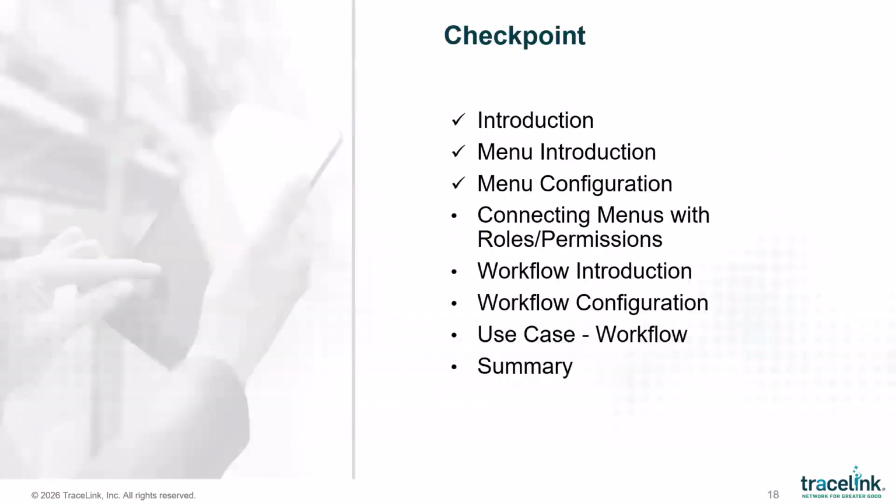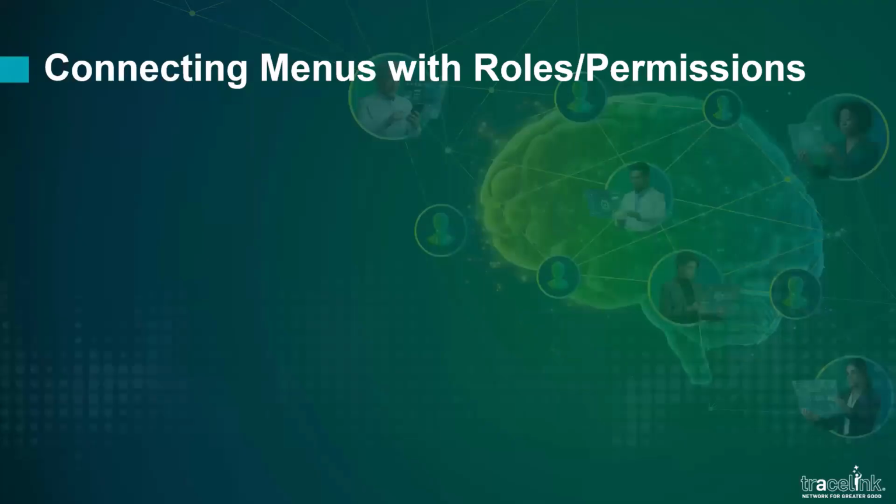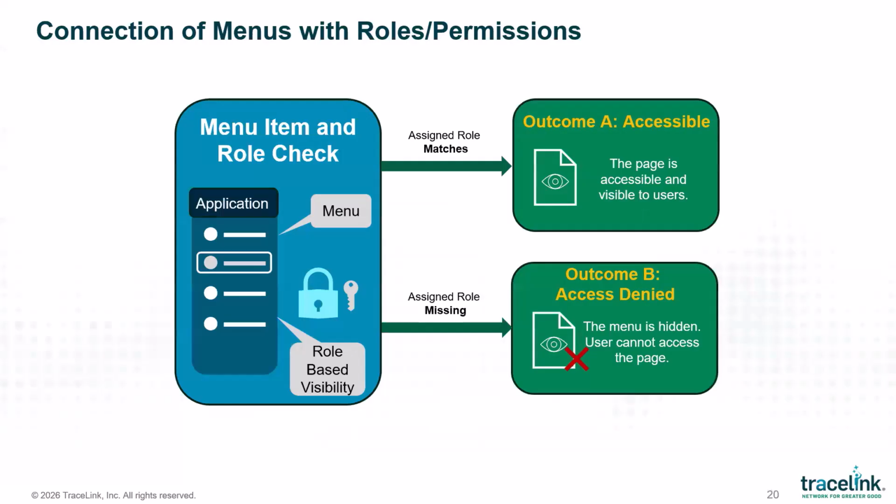Now on to connecting menus with roles permissions. Menus and roles work closely together to control what users can see and access in a solution. A menu provides the navigation structure for accessing pages, reports, and dashboards inside a solution. However, simply configuring a menu does not mean every user will see all its items. The contents of the menu are determined by the user's role. Menu items that a user does not have permission to access are automatically hidden in the UI.